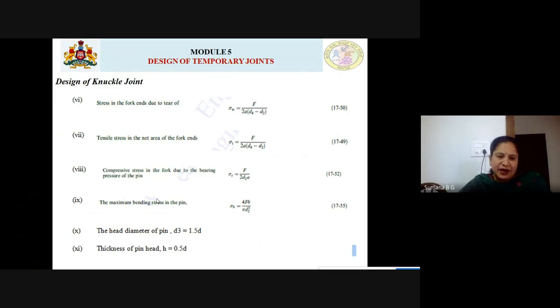Once we define all these parameters, we find out the head diameter of the pin, d3, which is normally 1.5 d. The thickness of the pin head, h, is usually 0.5 times the diameter of the rod. Once we find out all the parameters, we find out the maximum bending stress in the pin.